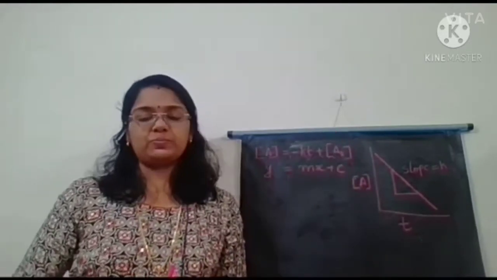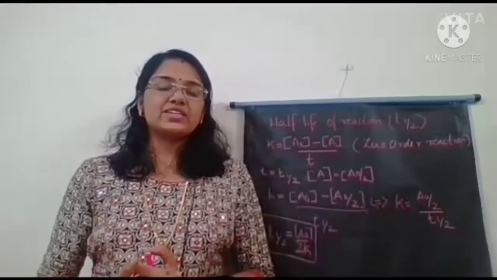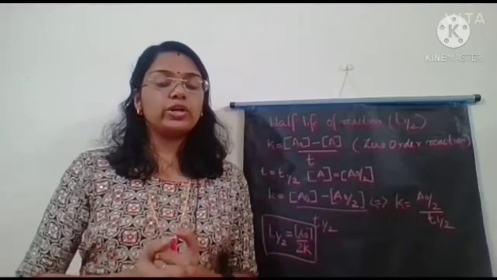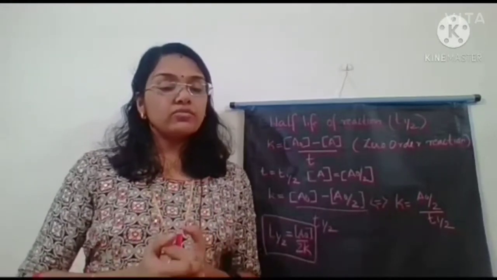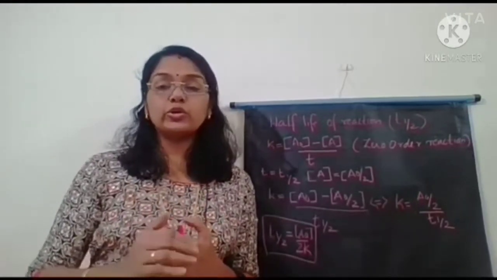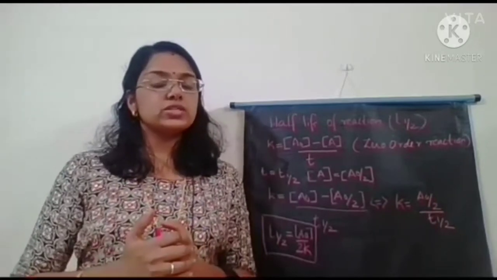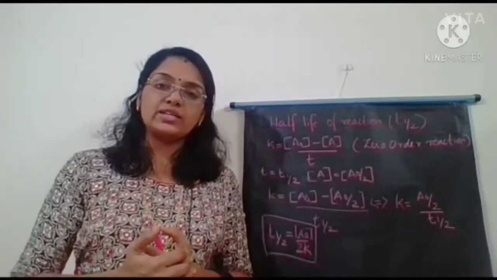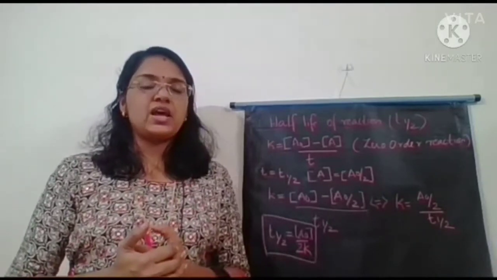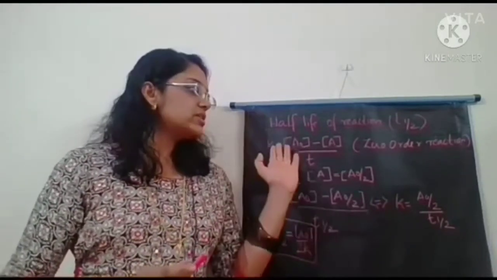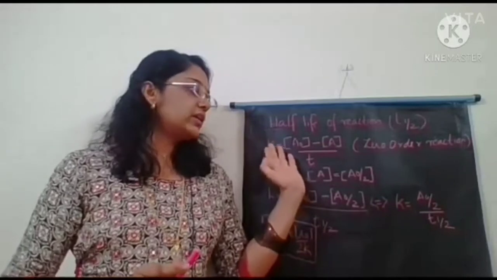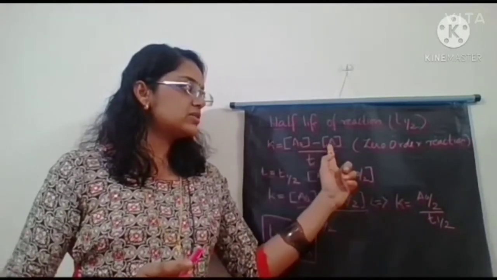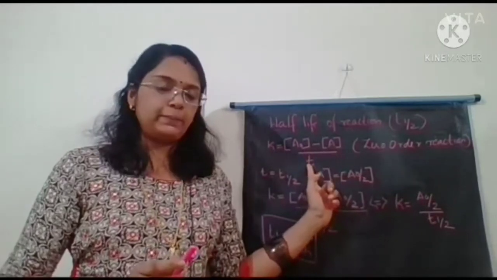Next, we can discuss the half-life of a reaction. Half-life of a reaction is denoted by t half. Half-life means the time required to reduce the concentration of the reactant to half of its initial value. So, we have found the zero order reaction integrated rate equation as k is equal to concentration of A0 minus concentration of A divided by t.